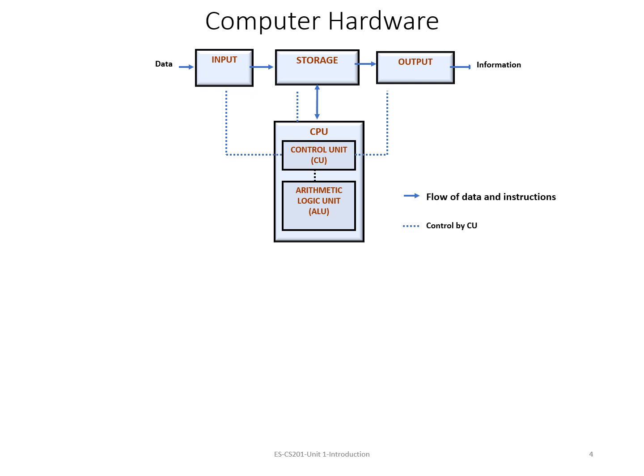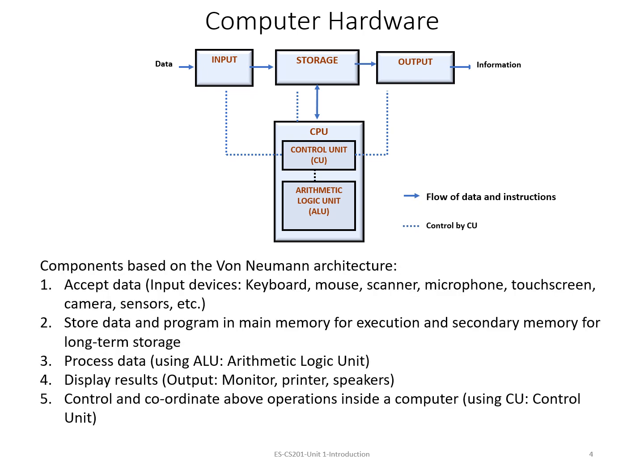Let's review the basic components of computer hardware. Modern computer hardware is based on the von Neumann architecture, prepared in 1945, though significantly evolved. You may pause the video and check the diagram carefully. 1. Accept data, input device examples: keyboard, mouse, scanner, microphone, touchscreen, camera, sensors, etc.